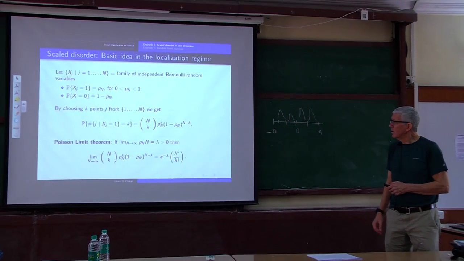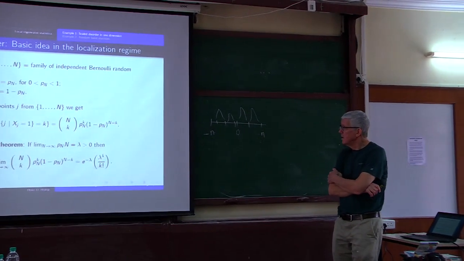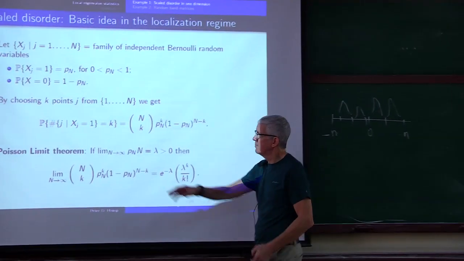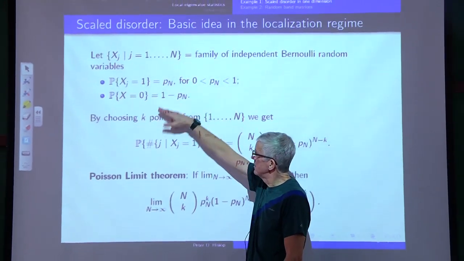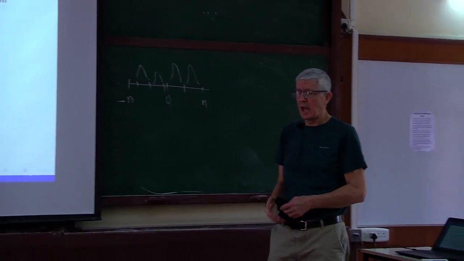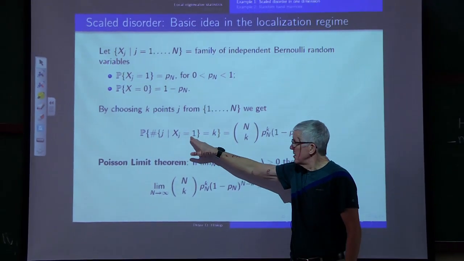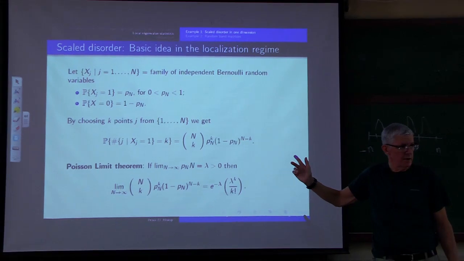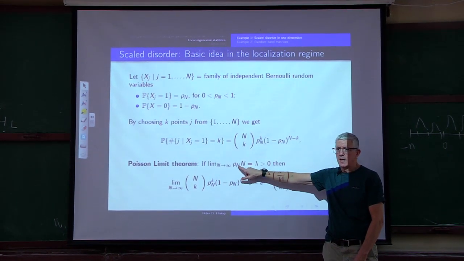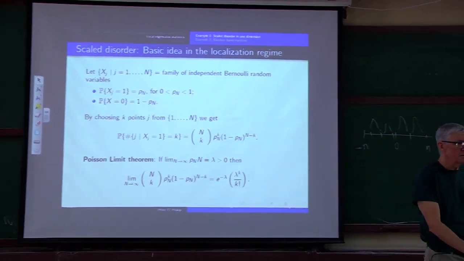And why is that good? Well, because you go back to an old idea of how you use a Bernoulli distribution to approximate a Poisson distribution. So let me just review that for a moment. If you have a family of independent Bernoulli random variables, the probability of it being 1 is some number Pn. I have n of them, and of course being 0 is 1 minus Pn. Then suppose you want to ask, how do I choose k points from 1 to n so that the random variable at each of those k points is equal to 1? Well, that's just a Bernoulli distribution. So if you know, finally, that the limit of the probability at scale n times n is non-zero, let's say lambda, then in fact this Bernoulli distribution converges to a Poisson distribution.